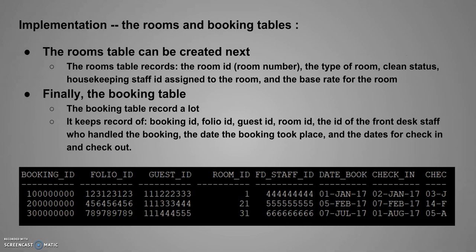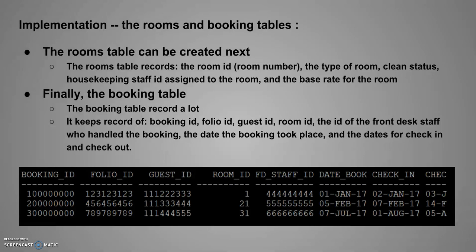Next, in our implementation, we record information about the rooms and our bookings. The rooms table was created next. Inside the rooms table, we record information about each room. We record a unique identifier for each room. In this case, it's the room number itself. We record information about which type of room it is, whether it's a king or a queen or a handicapped room. We have a checksum to see if it's clean or not. We have an identifier pointing to the housekeeper that's assigned to this particular room. And we also have the price, the base rate for each room before any discounts are applied.